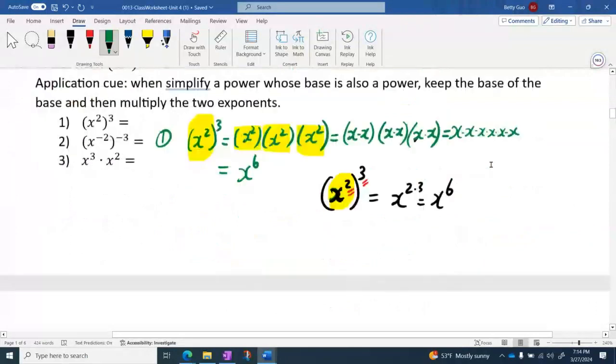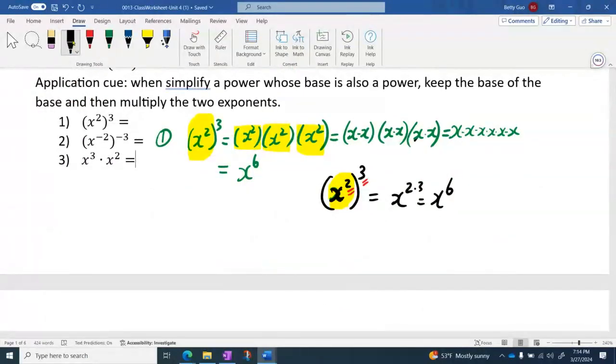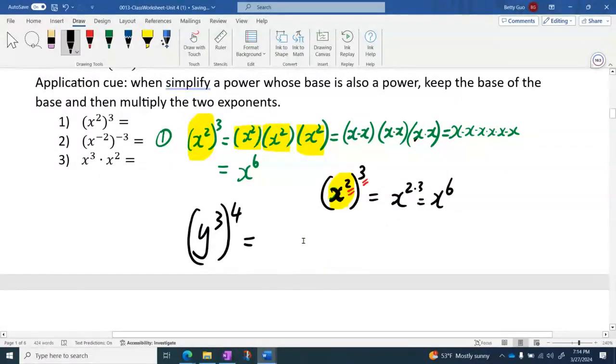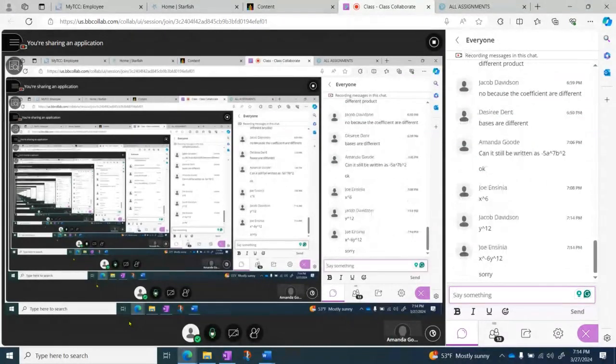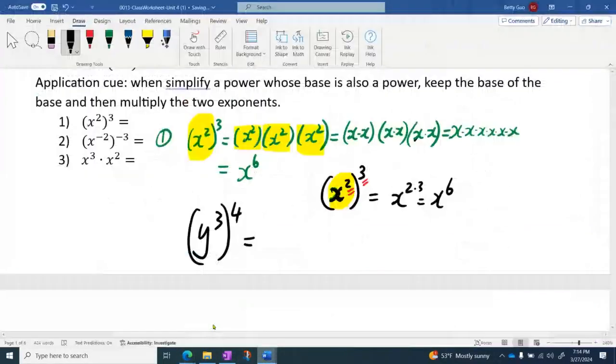All right. Try this. Y to the power 3 and then to the power 4. Awesome. Exactly. Y to the power 12. Very good. Y to the power 12.